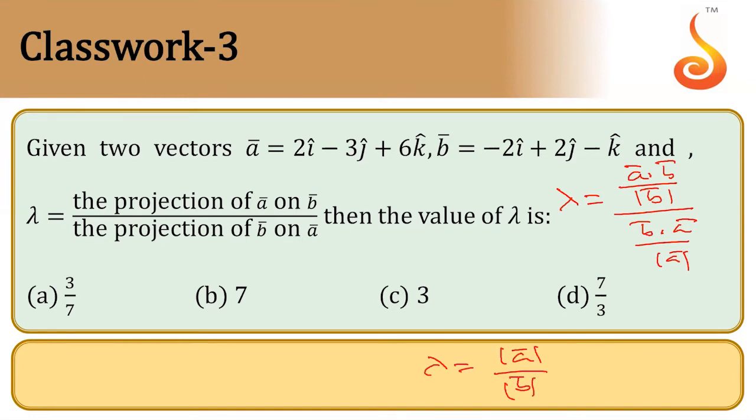Lambda equals modulus A by modulus B. The projection of A bar on B bar is A dot B by modulus B. The projection of B bar on A bar is B dot A by modulus A. Now A dot B cancels, and modulus A by modulus B is the answer. What is modulus A? 7 by 3. Option D is the right answer. Very good.